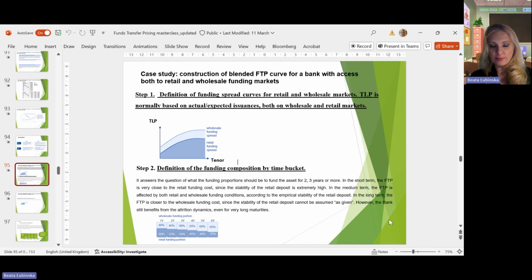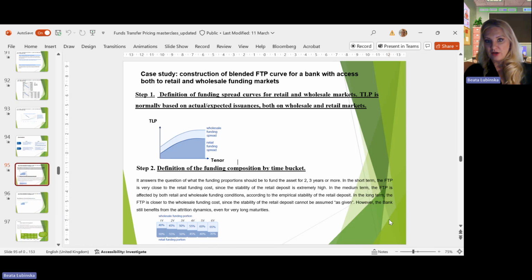In the short term, the FTP is very close to the retail funding cost, since the stability of the retail deposit is extremely high. In the medium term, the FTP is affected by both retail and wholesale funding conditions, according to the empirical stability of the retail deposit. And finally, in the long term, the FTP is closer to the wholesale funding cost, since the stability of retail deposit cannot be assumed as given.